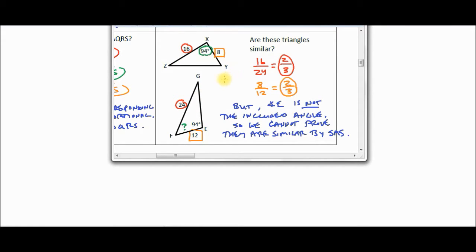So sometimes you use these shortcuts to say, you know what, we don't have enough information to prove whether they are similar or not. So we've got AA similarity, SSS similarity, and now we have a shortcut called SAS to prove whether two triangles are similar, or maybe there's not enough information for us to use it to prove they are similar.